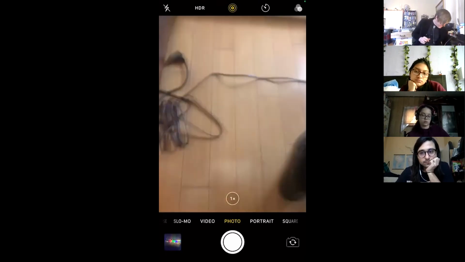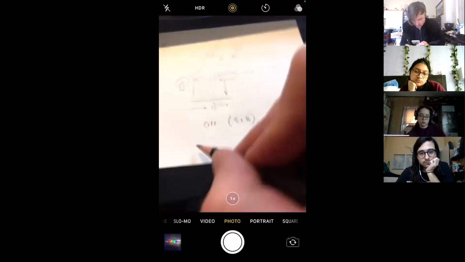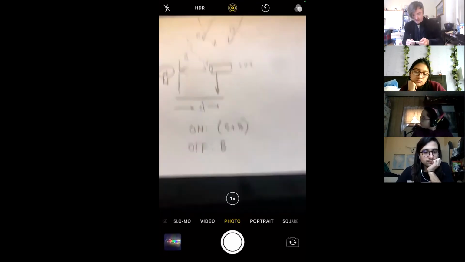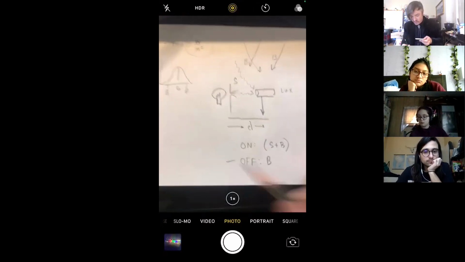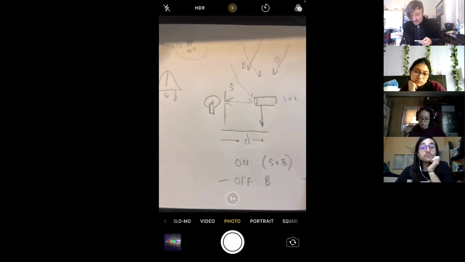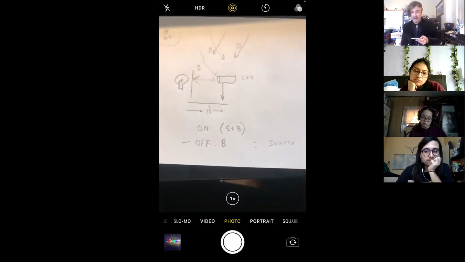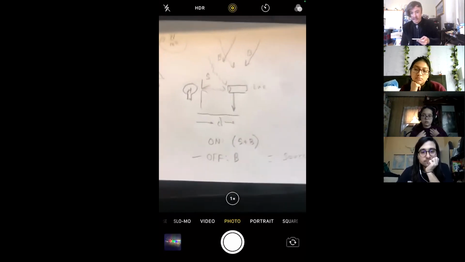Then what I will do is awkwardly unplug it. I will turn the lamp off, and I will just get the background. And then source plus background minus background gives us the source. Does that make sense? Seems easy enough, right? And it should be.